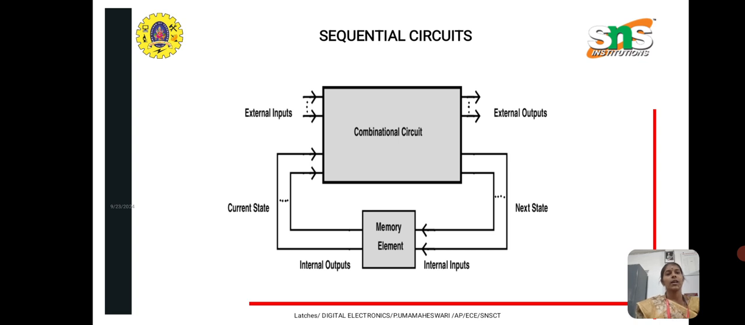I am here to tell about the sequential circuit in Unit 3, in the topic of latches. A sequential circuit is a combination circuit together with a memory element. We give external inputs and get external outputs, and the output is given to the next state of the input. That internal input is called a memory element. From that memory element we get one output that goes to the current state of the circuit. So this is called a sequential circuit.